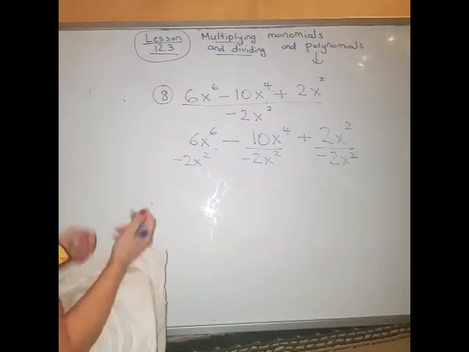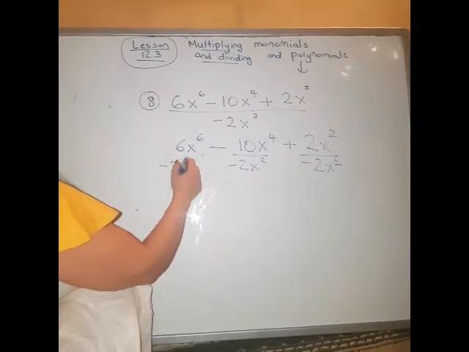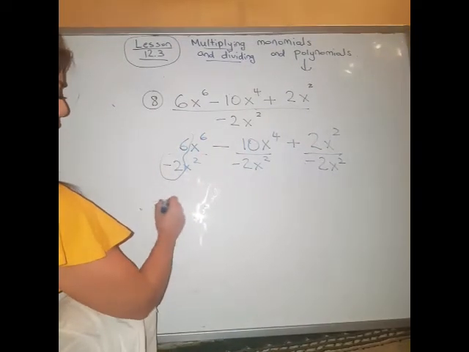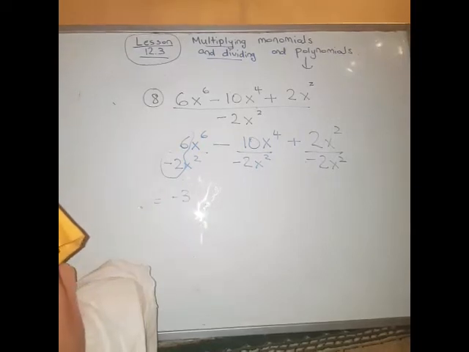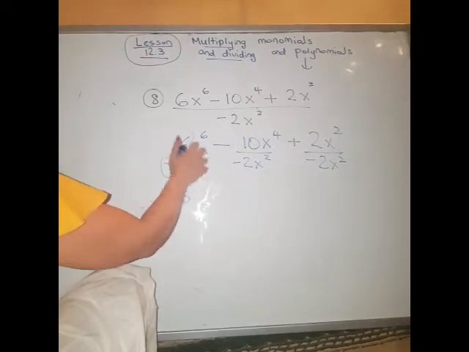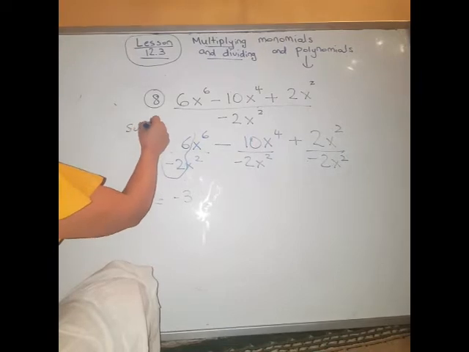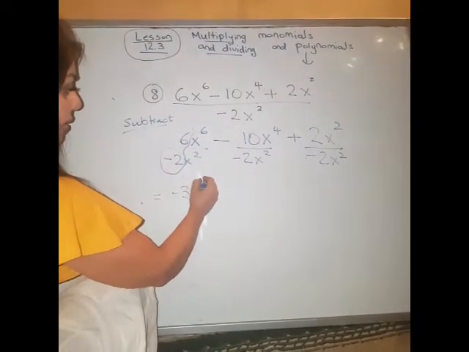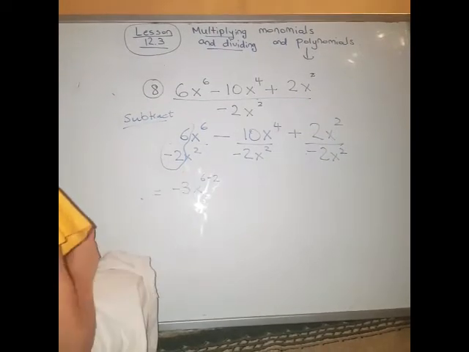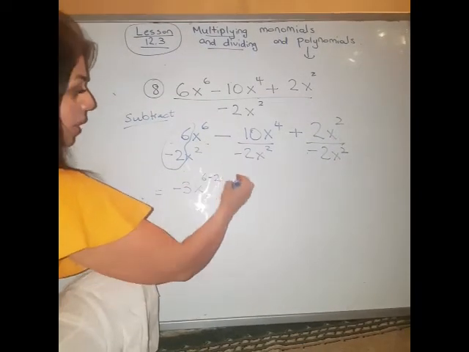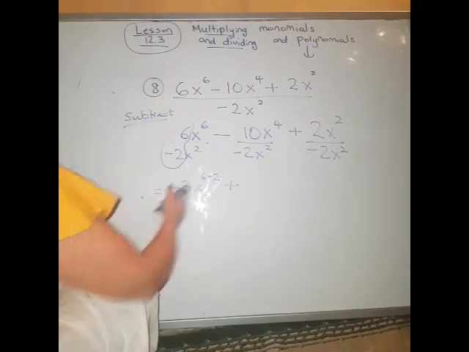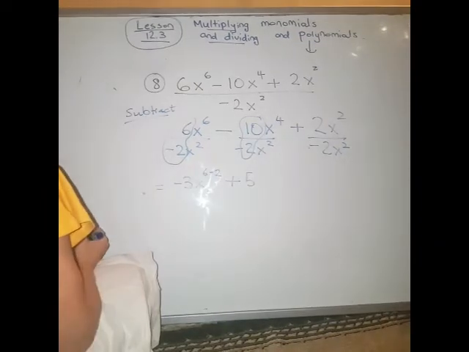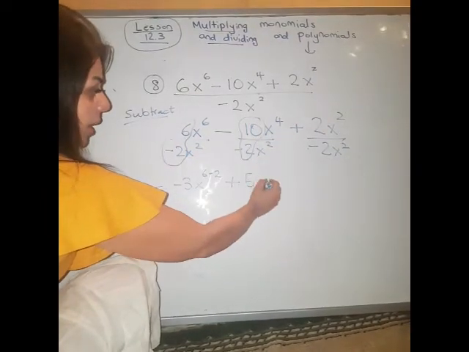And now I start dividing. I take the numbers on their own. 6 divided by -2 is actually a -3. Because I'm dividing, I have to subtract my exponents because they are similar. So it's x 6 minus 2. I continue. Minus and a minus, plus 10 divided by 2 is a 5. Again, I'm subtracting my exponents.